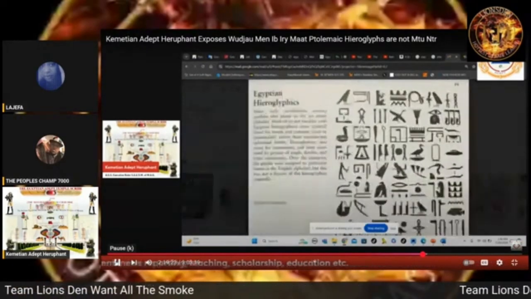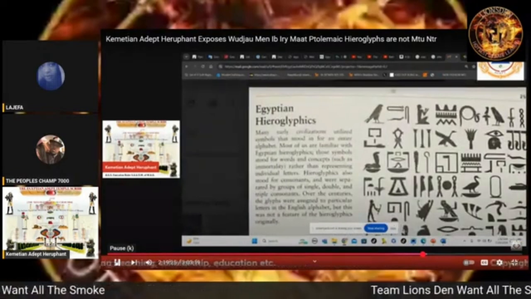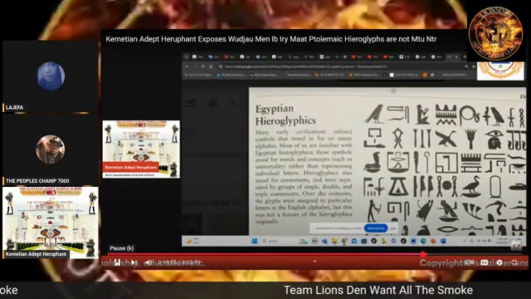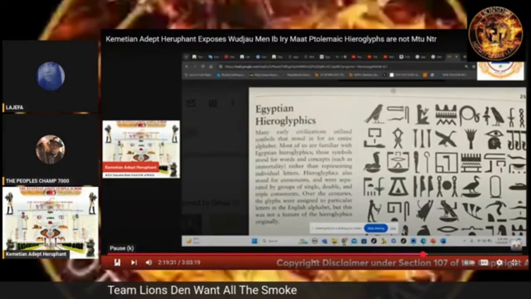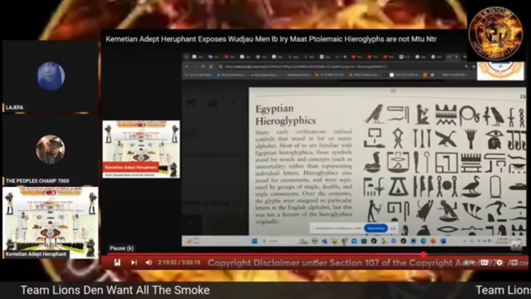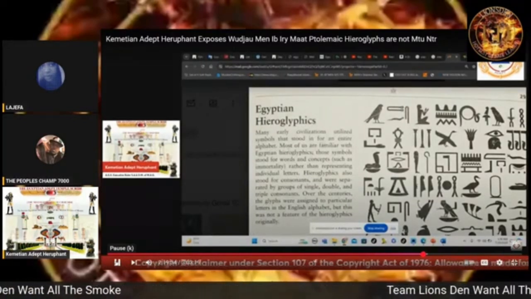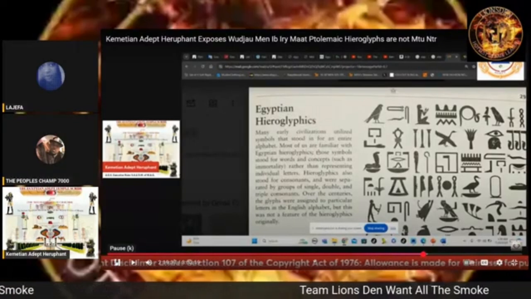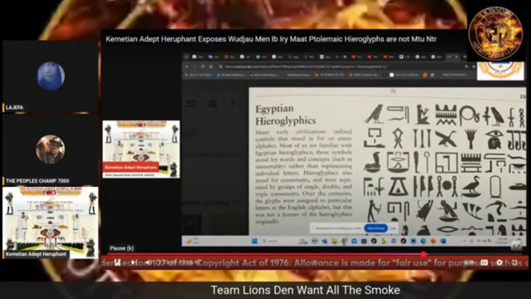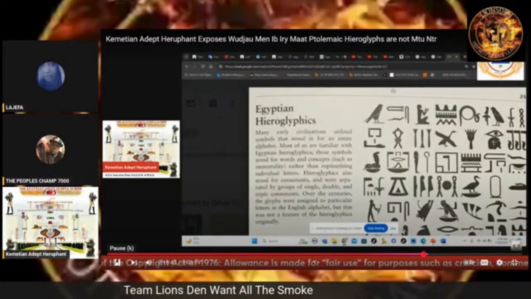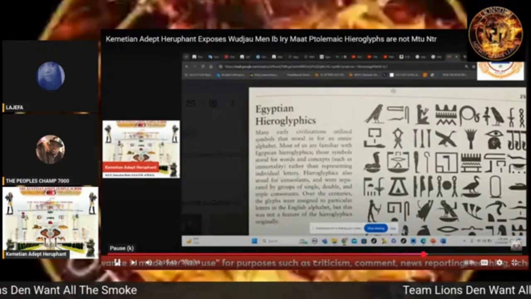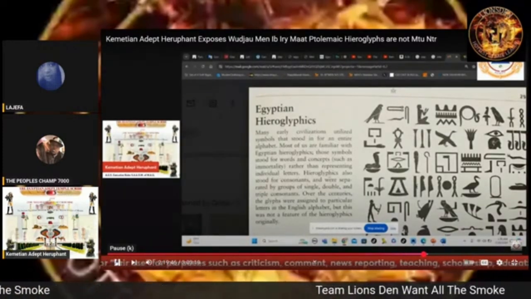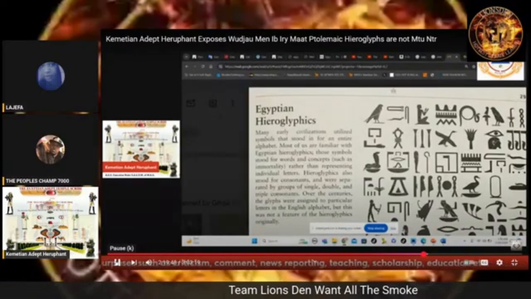Now, watch this. Listen to what they say about Egyptian hieroglyphics. This is the killer right here, JJ. Many early civilizations utilized symbols that stood in for an entire alphabet. Most of us are familiar with Egyptian hieroglyphics. Those symbols stood for words and concepts such as immortality, rather than representing individual letters. That's it. Hieroglyphics also stood for consonants.